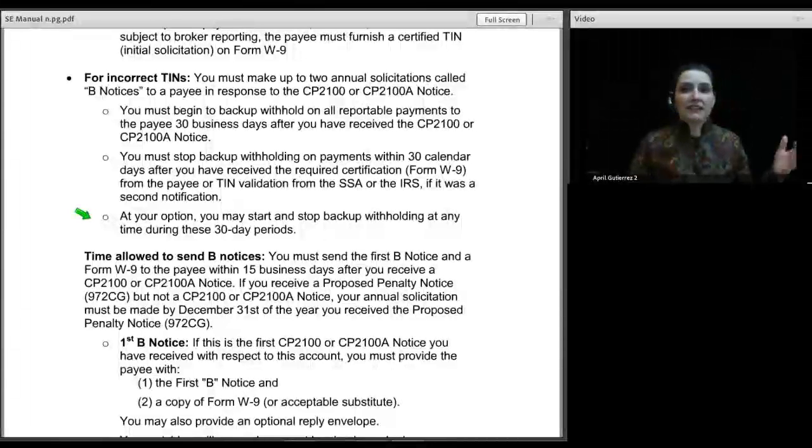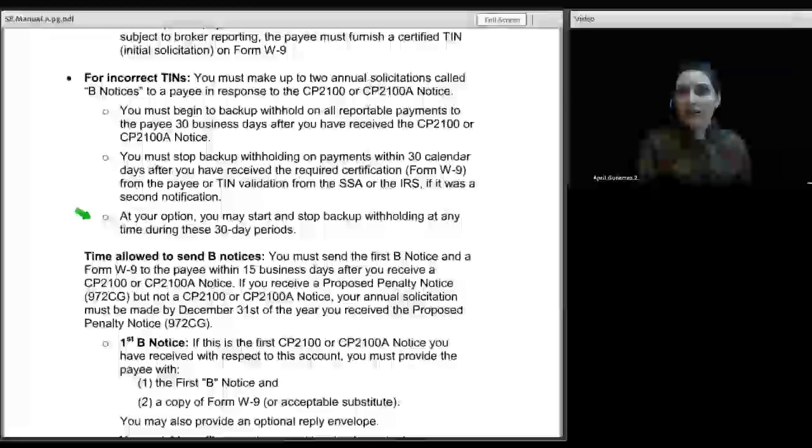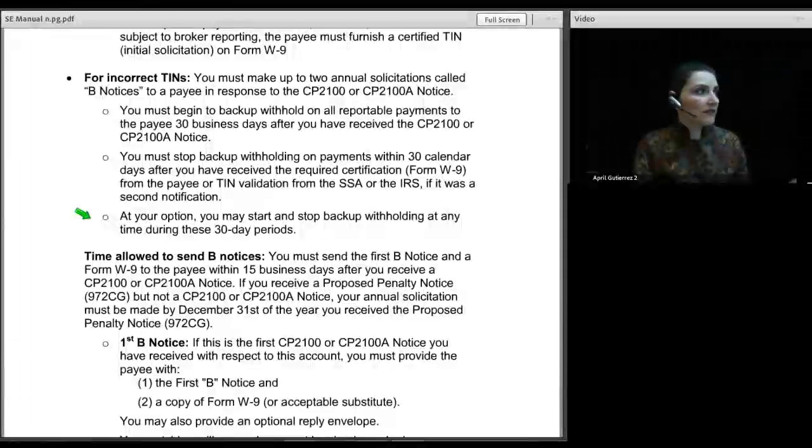Now, if I call them up that day and I get the information over the phone, do I still have to do the backup withholding? Well, IRS is technically saying if they certify it on a W-9, no, you don't have to start the backup withholding. But if they just give it to you over the phone, then you would have to verify it with the Social Security Administration. You can do that through a website. So there has to be some kind of certification in place so that you can verify that the number is actually a valid, good number.